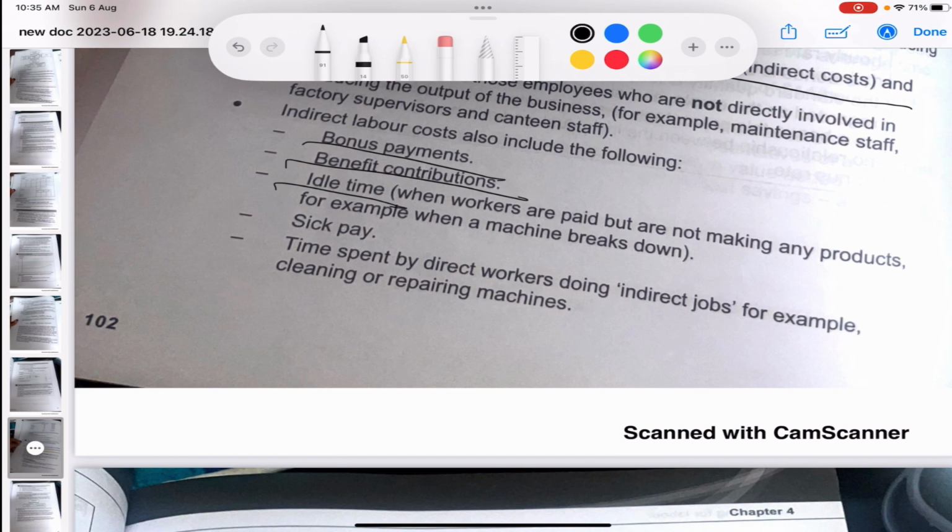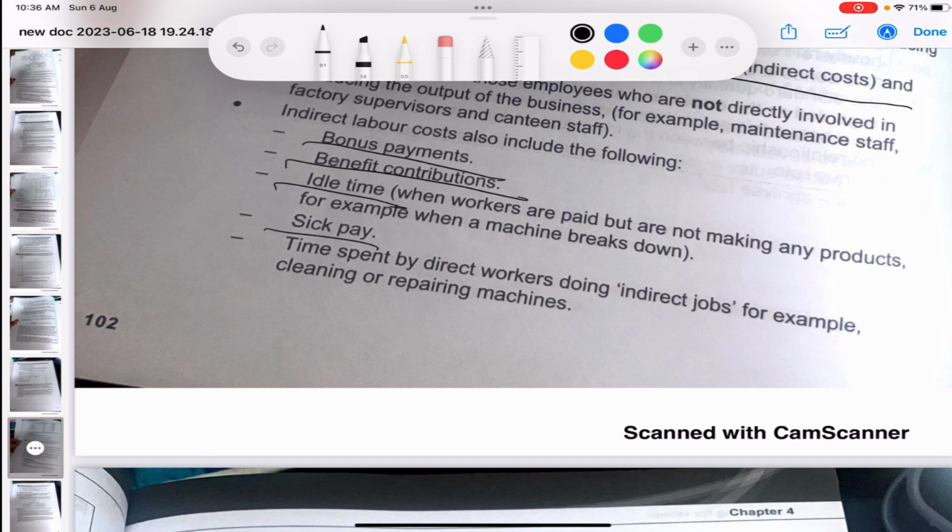Idle time. So what is idle time? Let's take an example where the workers are willing to work and are present in the factory, but the machine breaks down. That is not the workers' fault, right? They are repairing it. Even though during that time no production has been done, it is not the workers' fault, right? So you still have to pay them basic pay for that time. So idle time is that time. Idle time is an indirect cost, so keep that in mind.